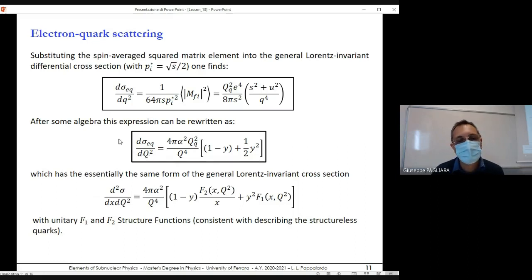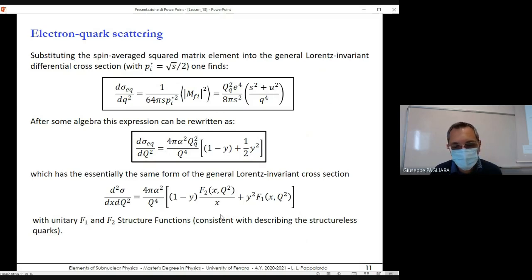And why is this shape more useful? Because you can now compare this with the one that I provided you before, which is the most general Lorentz invariant cross-section for deep inelastic scattering. If you now compare the two, you see that apart from the fractional charge here, the structure of these two cross-sections is indeed the same, and the main difference is that now at the quark level, so the elementary level, of course, the F1 and F2 structure functions are equal to 1, because clearly at the elementary level they describe structureless objects.